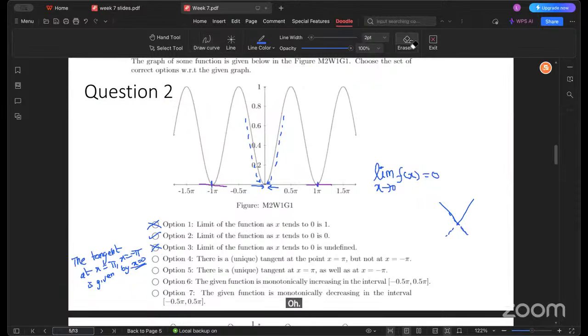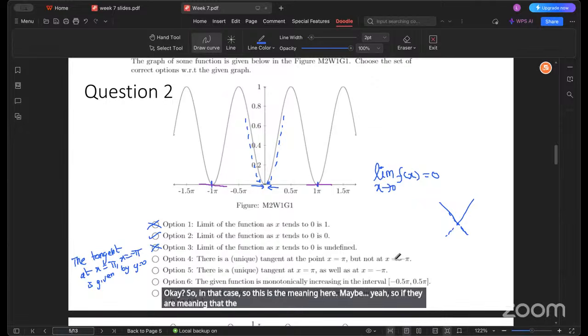Oh, sorry, yeah. y is equal to 0, sorry. Given by y is equal to 0, the x-axis, right? So in that case, this is the meaning here. Maybe, if they are meaning that the tangent at x equal to pi and x is equal to minus pi, in that case, why are they saying it but not at x is equal to minus pi? This is really confusing for me.